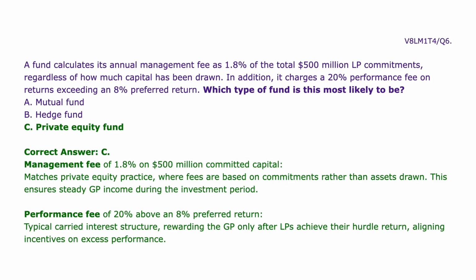Management fees are 1% to 2% of committed capital for private equity funds. Performance fees with a hurdle rate are common in private equity or venture capital limited partnerships. Mutual funds are traditional, regulated, and do not use committed capital or performance fees with hurdles in this way. For hedge funds, management fees are typically 1% to 2% of current assets under management, not committed capital.